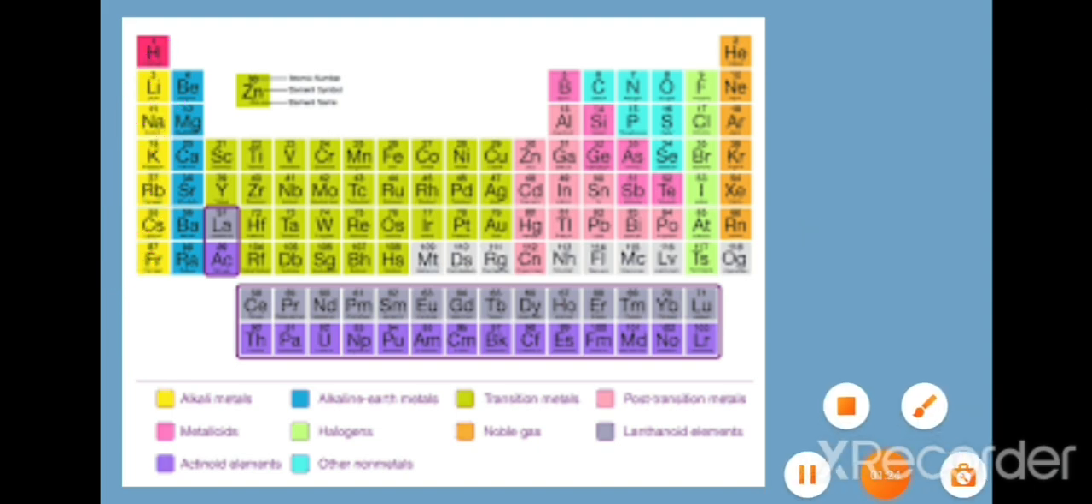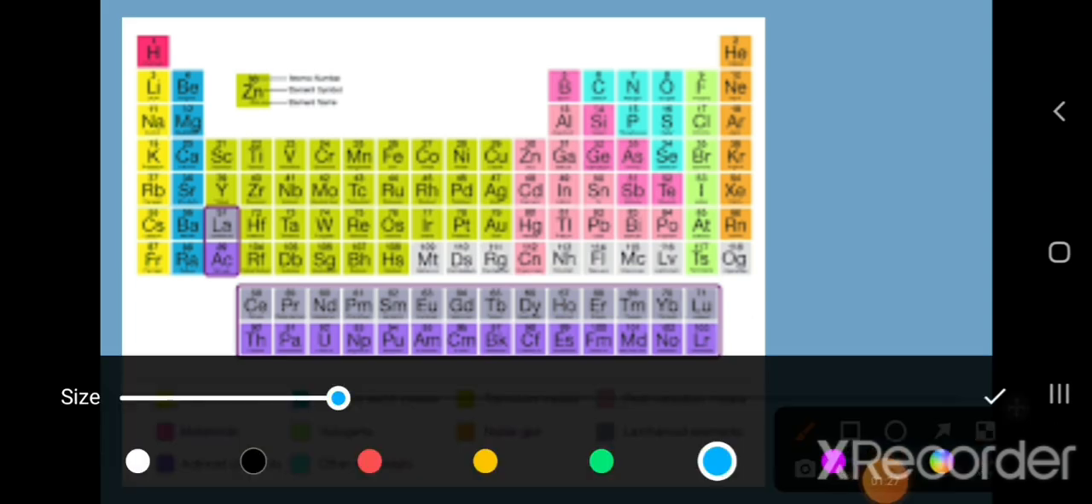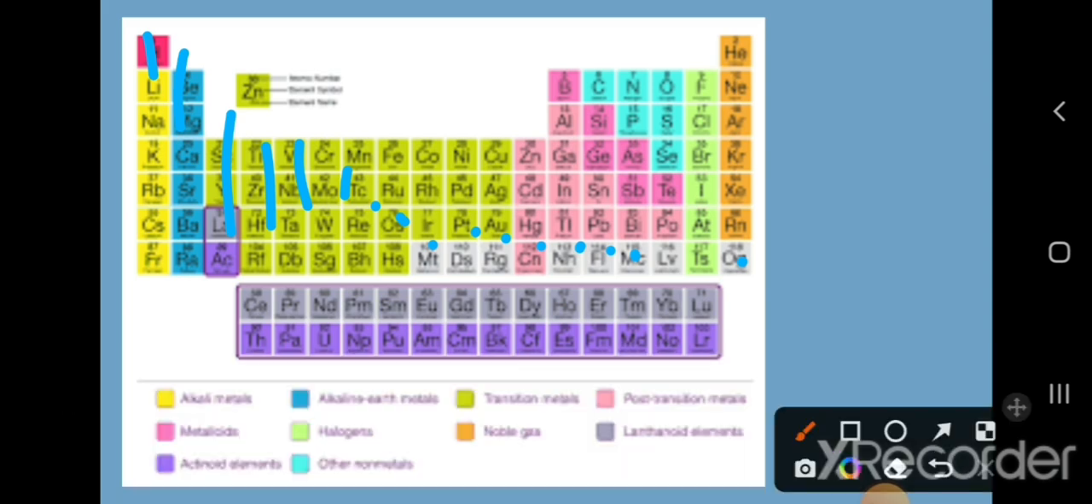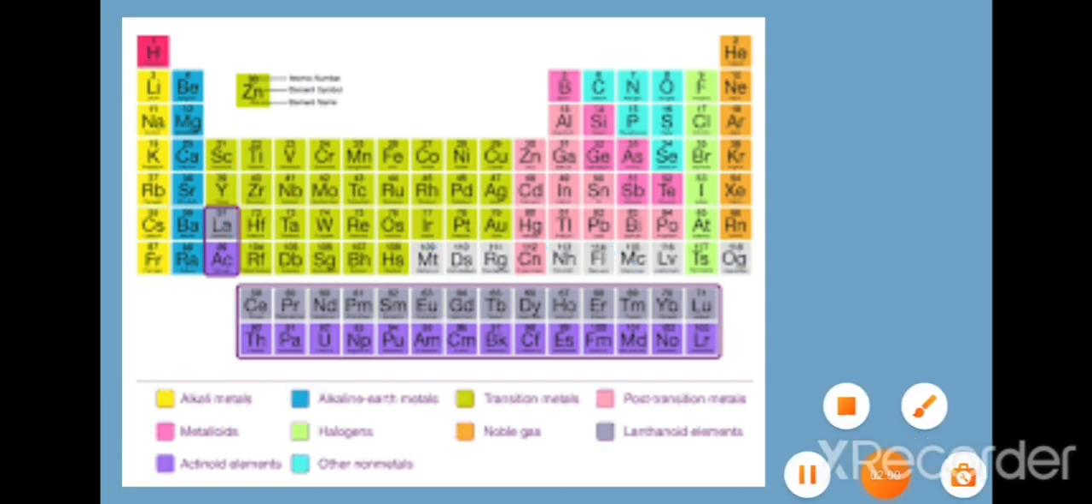How will you calculate it? You count 1, 2, 3, 4, 5, 6, 7, 8, 9, 10, 11, 12, 13, 14, 15, 16, 17, 18. So how many total periods do we have? Total periods 7 and groups 18. According to that, it is written what alkali metals, metalloids, actinoids, alkaline earth metals, halogens, transition elements, noble gases and so on are. I'm not going to discuss that right now, but I'm going to discuss the screening effect.